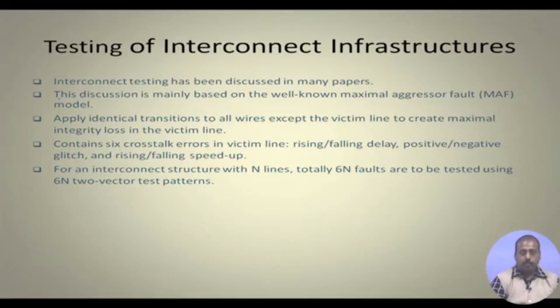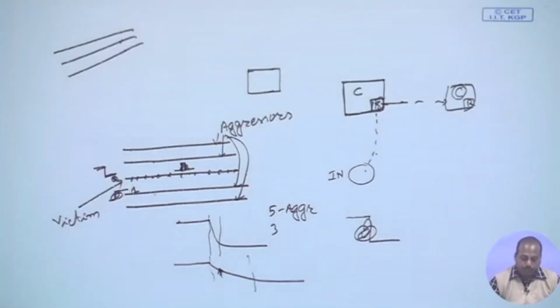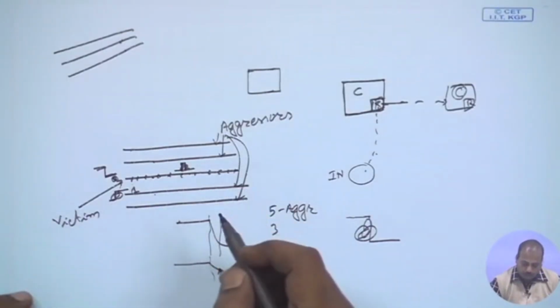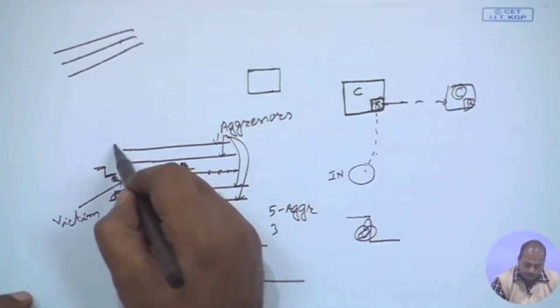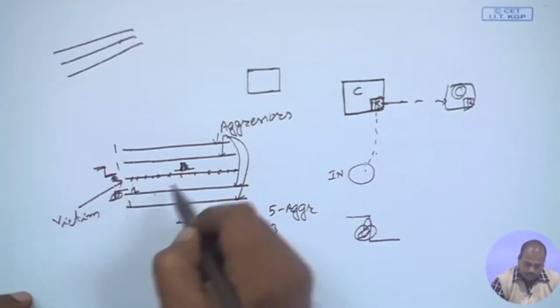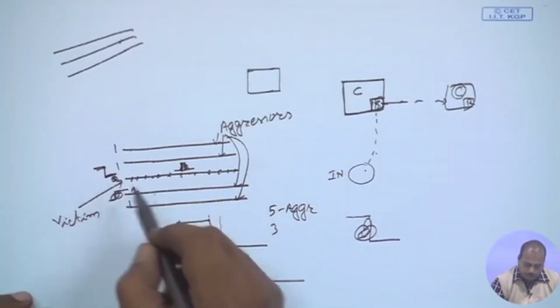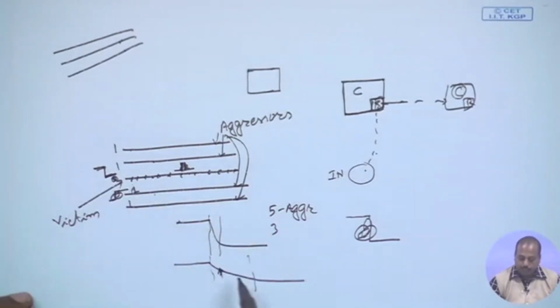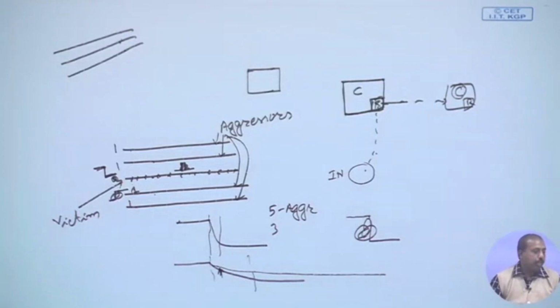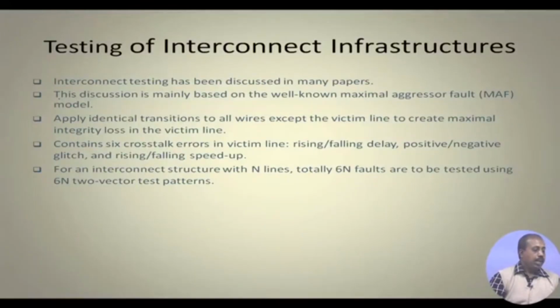In the example we were discussing, we had taken a transition in only one line. If you take transitions in all the lines, say all these lines are at logic 1 and you are trying to go from 1 to 0 for the victim line, then you can understand that this effect will be spread over an even longer time. That will create the problem further. So, we apply identical transitions to all wires except the victim to create the maximal integrity loss in the victim line.